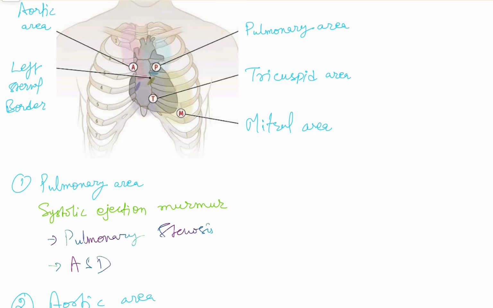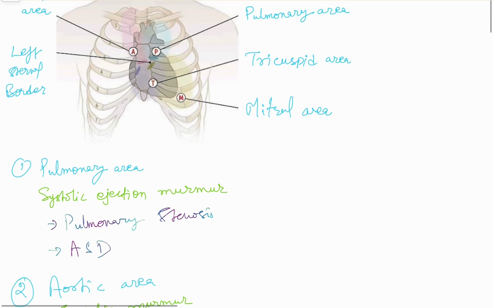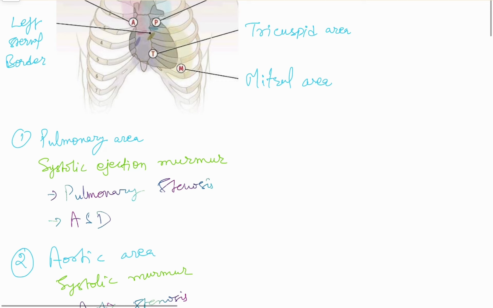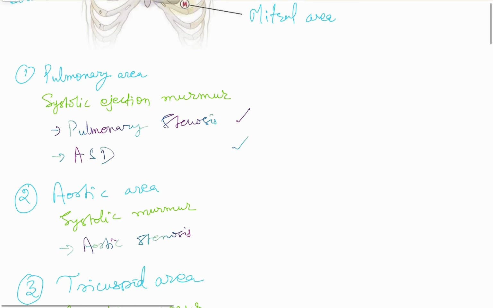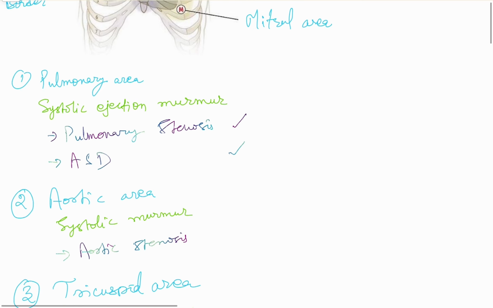So, what murmurs can we hear at the pulmonary area? The murmurs of pulmonary stenosis and atrial septal defect can be heard here. These are both systolic ejection murmurs. At the aortic area, we can hear the aortic stenosis murmur.